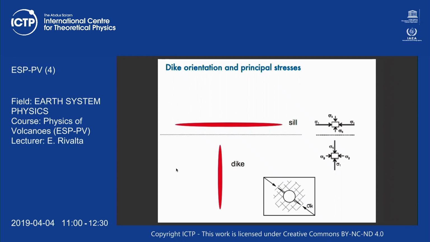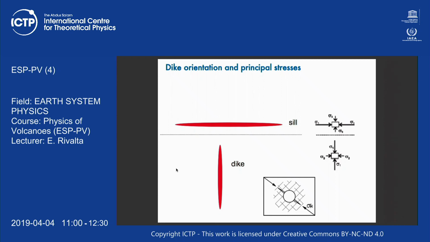If it's horizontal it's called a sill, and if it's vertical it's called a dike. In general, the preferred orientation is not always a very strict rule. It's more like a strong tendency that they are oriented according to the principal stress. You have a strain tensor, or a stress, you diagonalize it and you figure out the principal stresses.